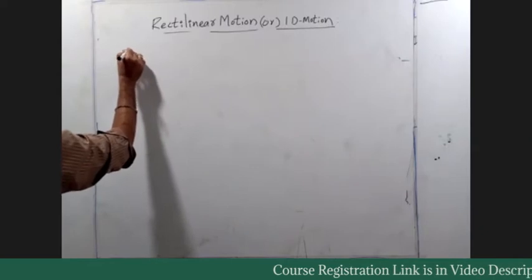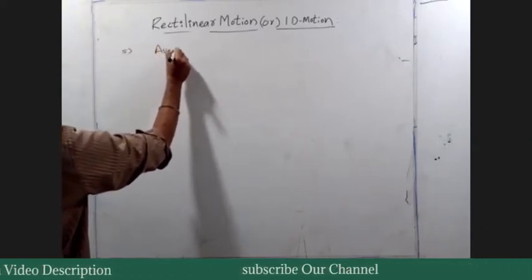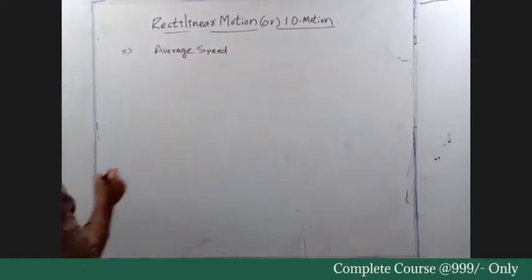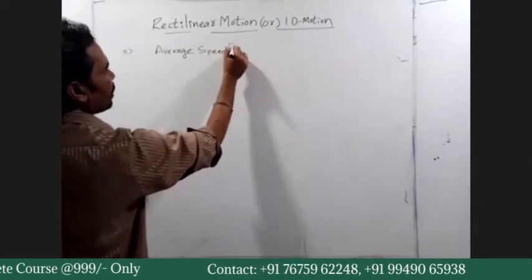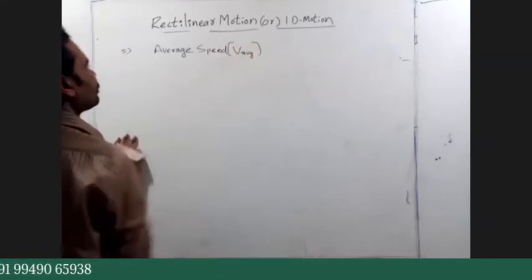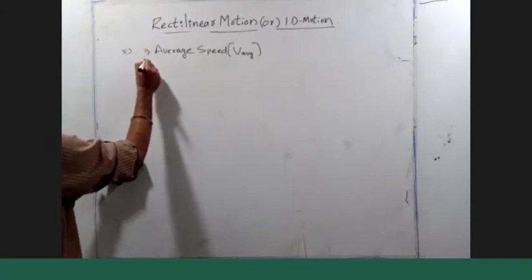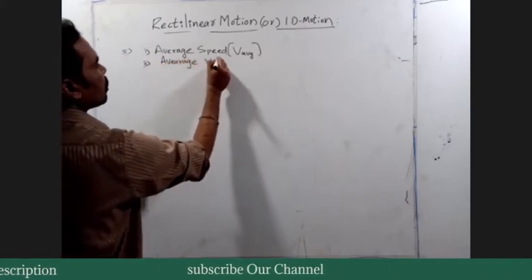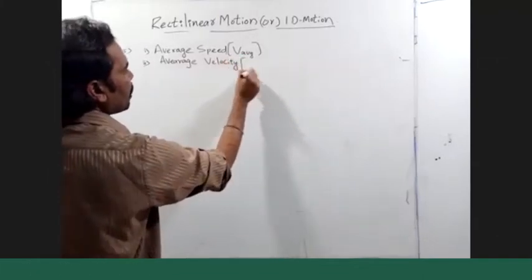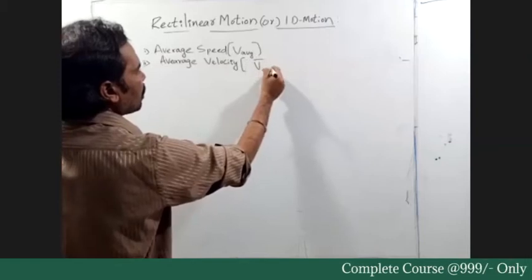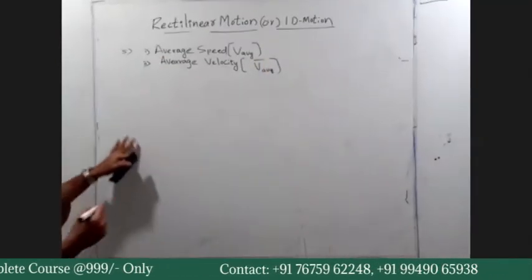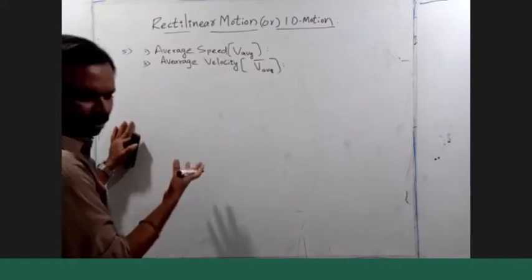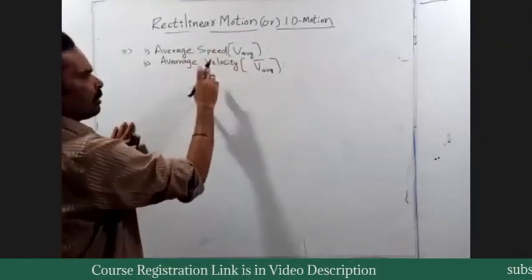So the next one is the fifth one, average speed and average velocity. Average speed we represent with V subscript average, and the other one we can use is average velocity. Average velocity we represent with V bar average. Here we have to calculate average speed and average velocity.